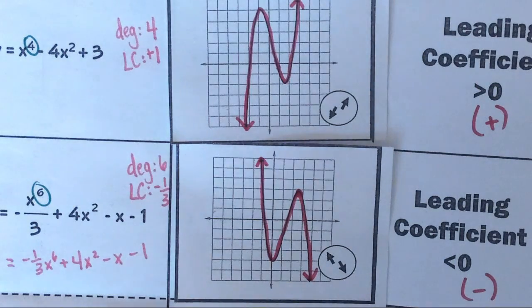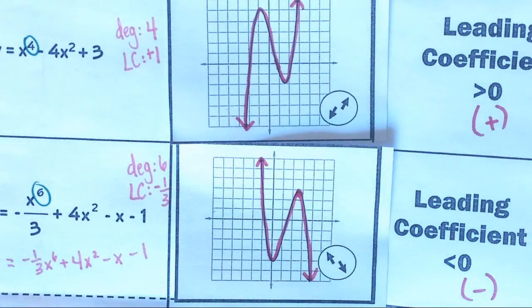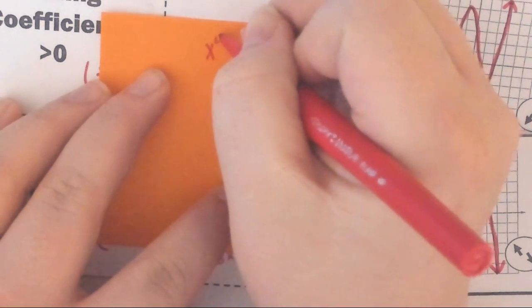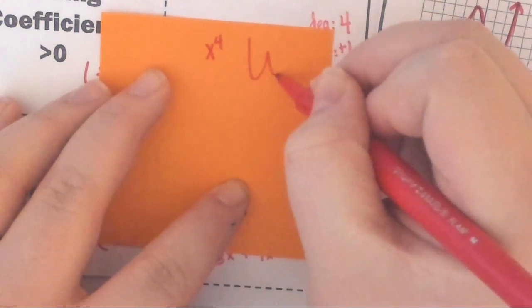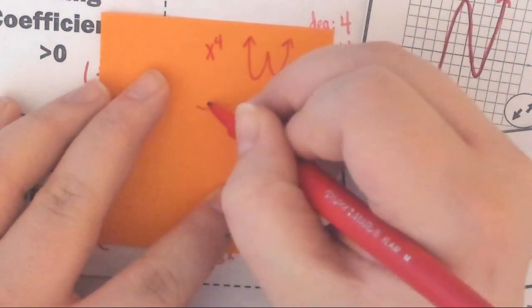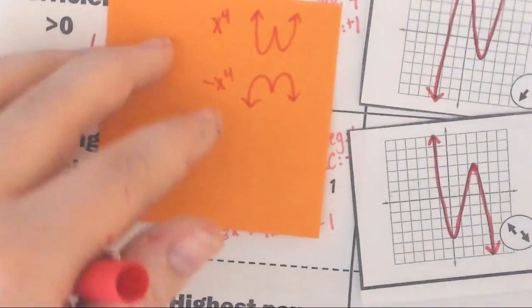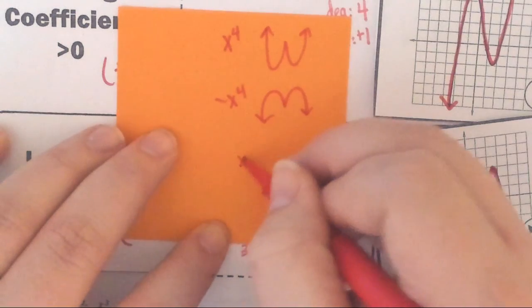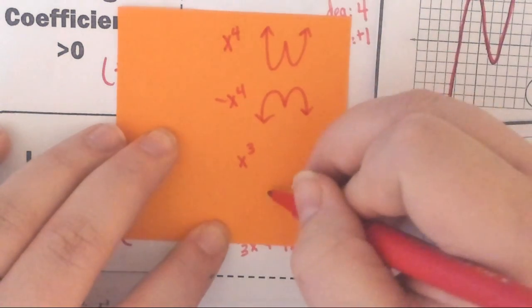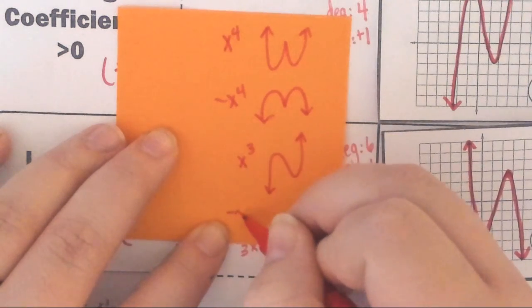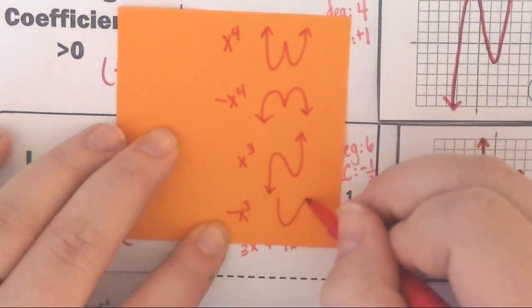So far we've learned today, Postman's running away. We've learned that if we see an x to the 4th, depending on whether it's positive or negative, if it's positive, we're thinking W. If it's negative, we're thinking M. From today on, if we see a cubed, if it's positive, we're thinking of that snake crawling up the wall. And if it's negative, we're thinking of that snake crawling down the wall.